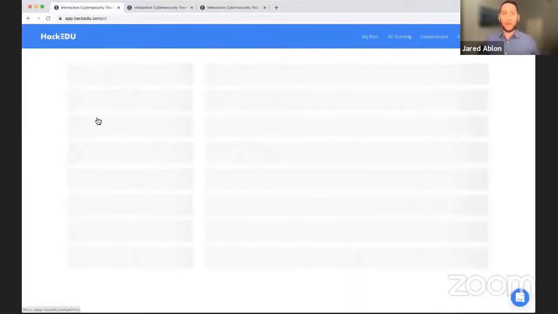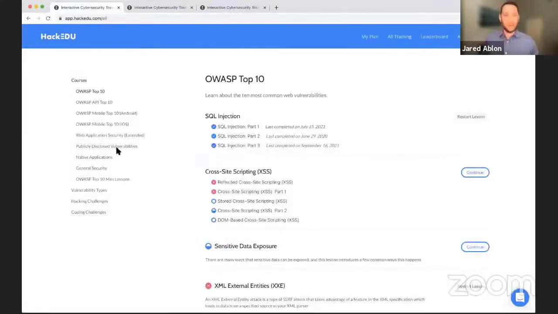We have a full library of lessons, covering a lot of the OWASP topics and additional topics. We have challenges to help gamify. So there's a lot going on in our platform.